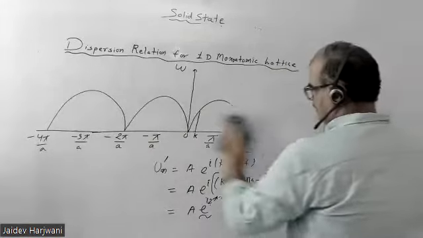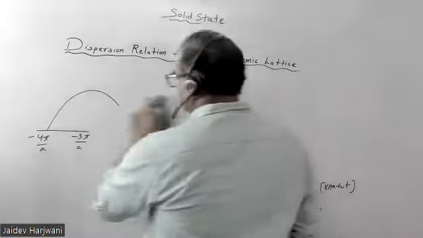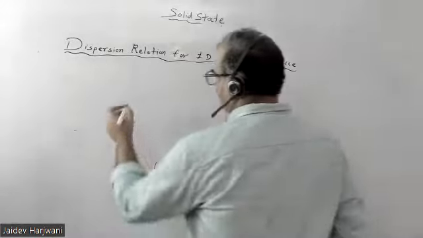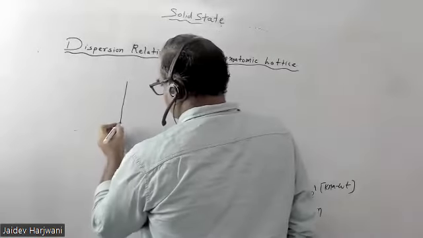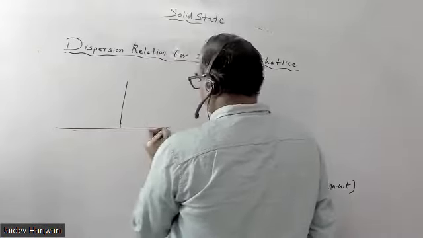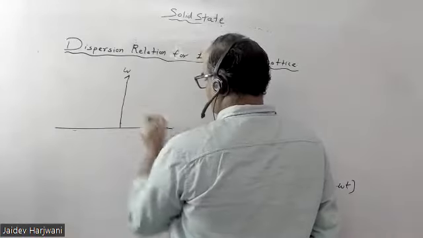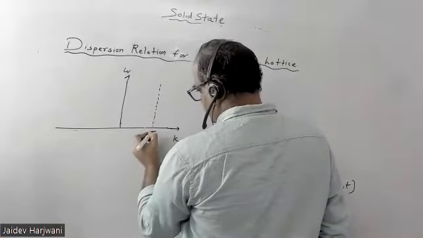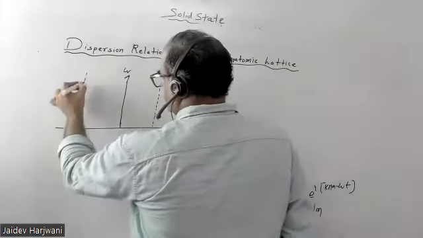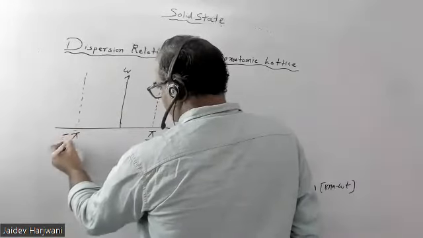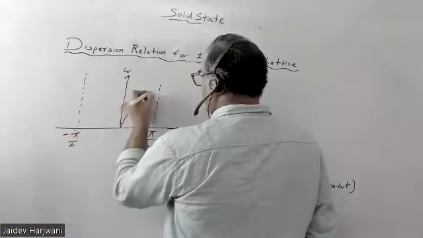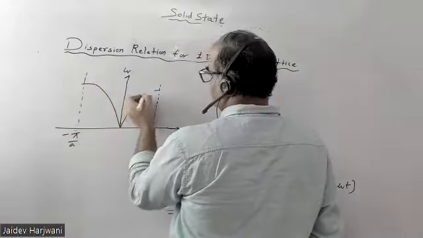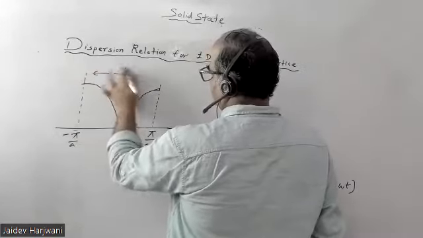Now I have this omega versus k graph. So this is my pi by a, and this is minus pi by a. So I only need these k values. I told you this is your Brillouin zone. This is your Brillouin zone.